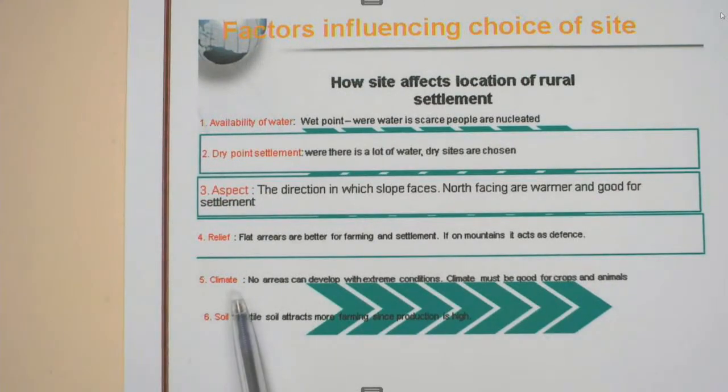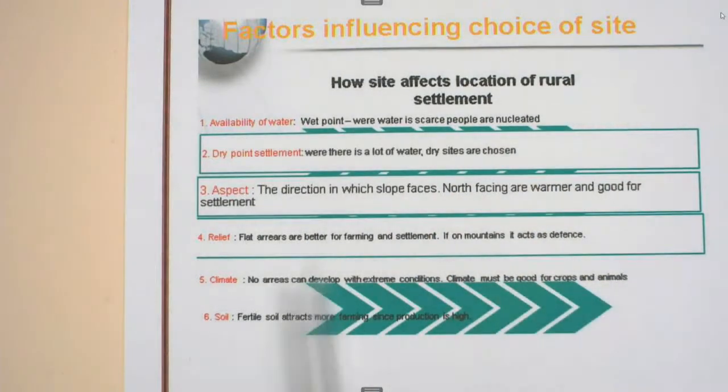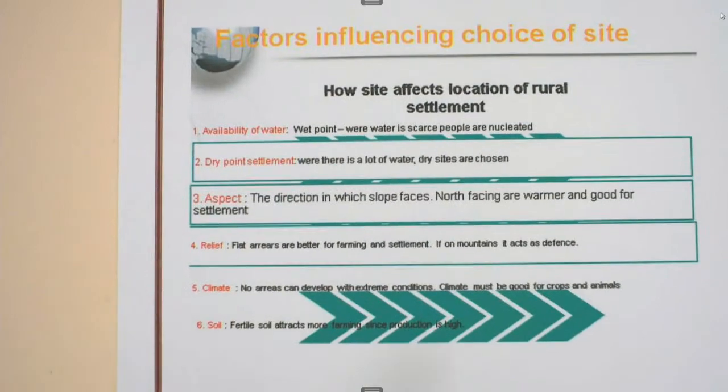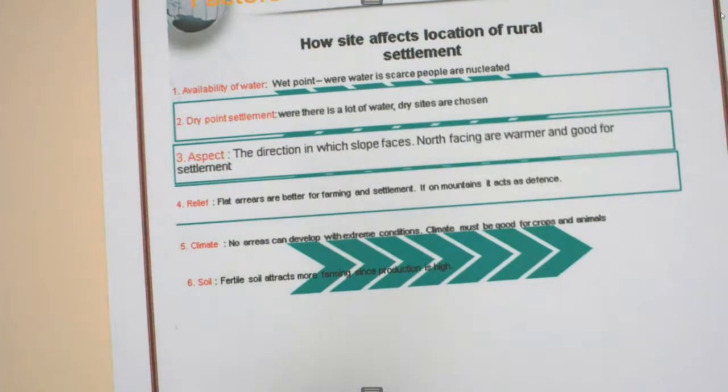Climate is another factor which influences what? The choice of site. No areas can develop with extreme weather conditions. Climate must be good for crops and animals. You need a pleasant climate. It has to be pleasant. Soil. Fertile soil attracts more farming since production is high.